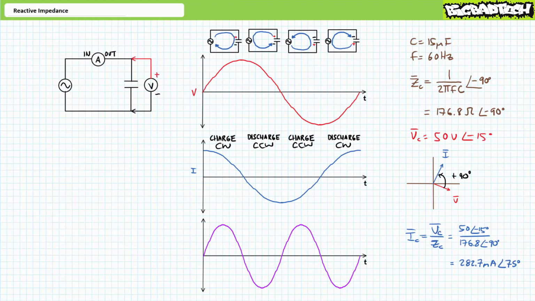One can use this fact as a means of checking your work. If you get a phase shift between voltage and current of anything other than 90 degrees, it means you are doing it wrong and you need to revisit your work.